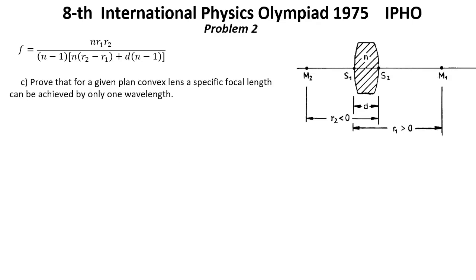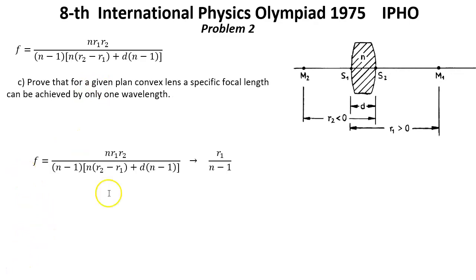Question C. Prove that for a given plano-convex lens, a specific focal length can be achieved by only one wavelength. If we take this formula for the focal length and suppose that R2 goes to infinity, we get the limit f going to R1 over n minus 1, which is the formula for a regular thin lens. And this thin lens has only one root. That was the solution for question C.